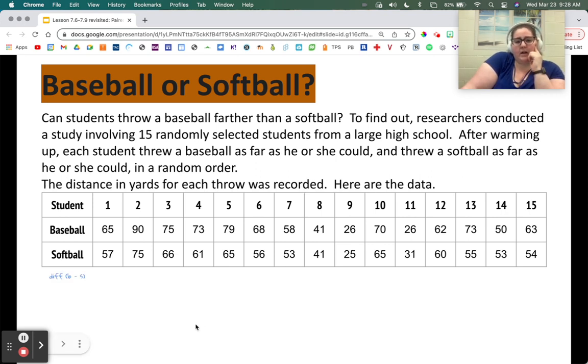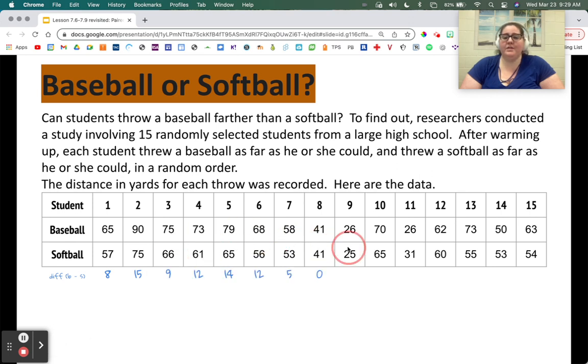Here is the data. So the first thing we would do once we determine we're dealing with paired data is go ahead and find the differences. So in this one, I'm going to do baseball minus softball. You could do it the other way around. You just want to make sure that you are being clear and keeping track of which way you subtracted and that you're doing it the same for each student or for each set of data. So I'm going to go through these and subtract each of them. So 65 minus 57 is 8. 90 minus 75 is 15, etc. So if I go through and subtract the two numbers for each student, that is giving me my differences.